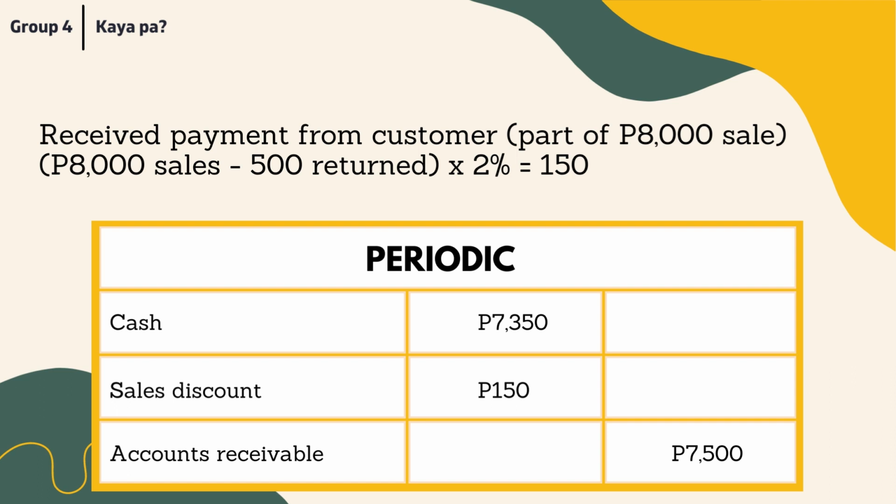So, if it is periodic, the cash we will actually receive is 7,350. Because 150 is the 2% sales discount. So, our debit is cash, 7,350. Debit sales discount, 150. Then, of course, we need to credit accounts receivable to bring accounts receivable to zero, 7,500.